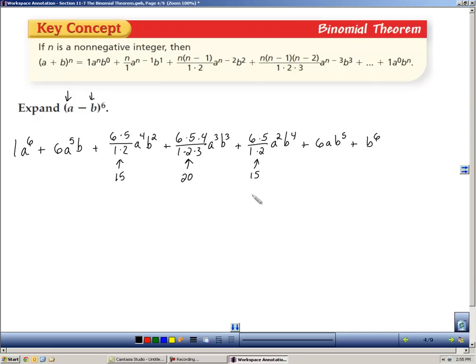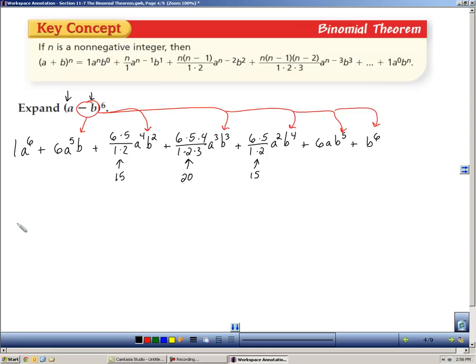Now the next thing I want to talk about is the fact that the b has a negative in front of it, which means this technically should be a negative b. This one's a negative b also, but when you square it, it becomes positive. This one is a negative b, which means it's going to go negative. This one's a negative b, but when you do to the 4th power, it'll be positive. And this one's a negative b, but to an odd power will stay negative. Oh, and there's one more. This one's a negative b, but to the 6th power, it's going to be positive.